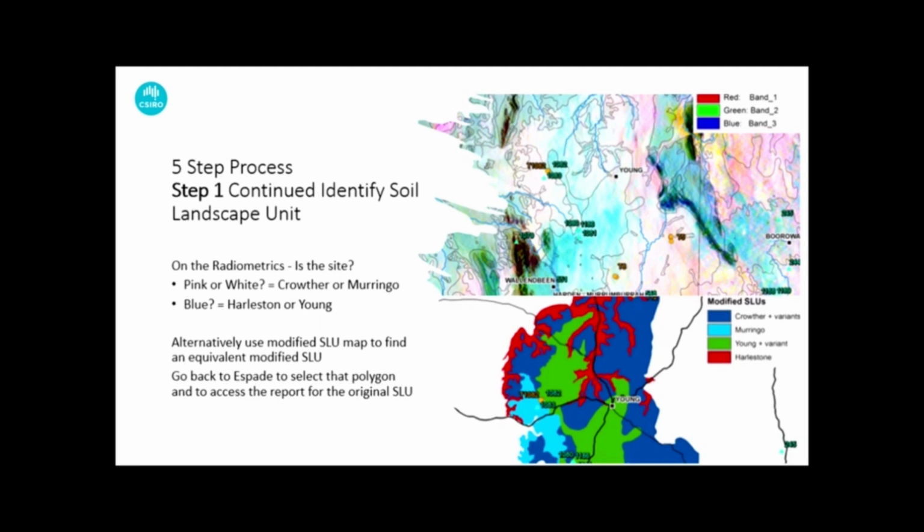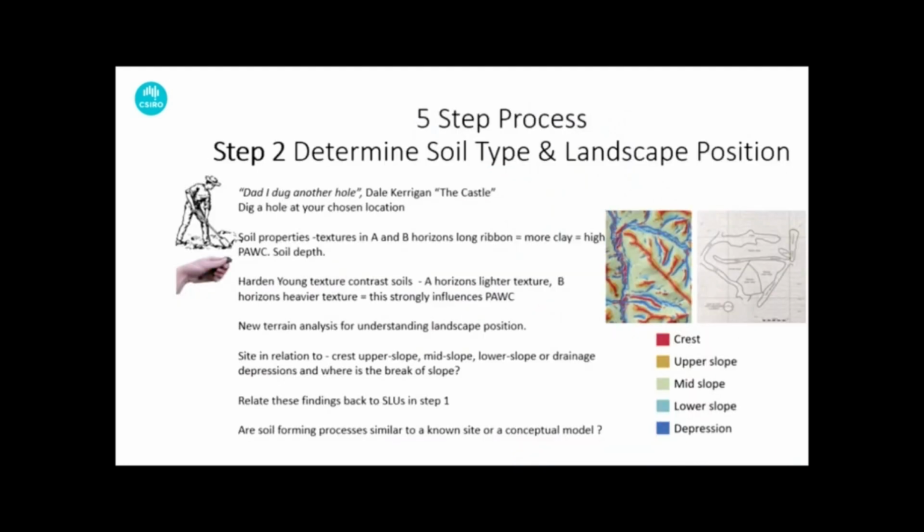Another option is to have a look at this modified map and see where you fall, and if for instance your site was in one of the variants from the previous map, you could have a look at the main description for the main polygon in this map and see whether that's a better match for your site. I think that's it. Now step 2, this is Dale Kerrigan's place.